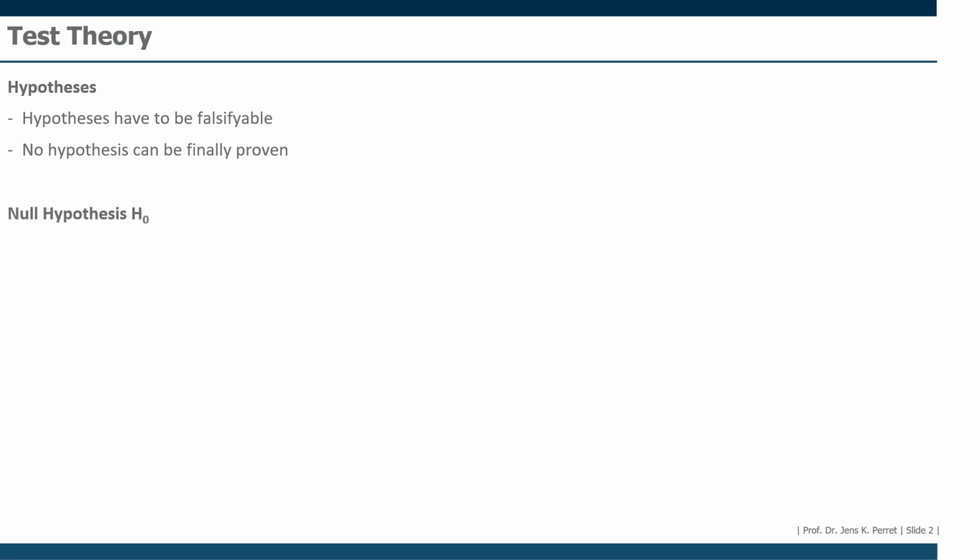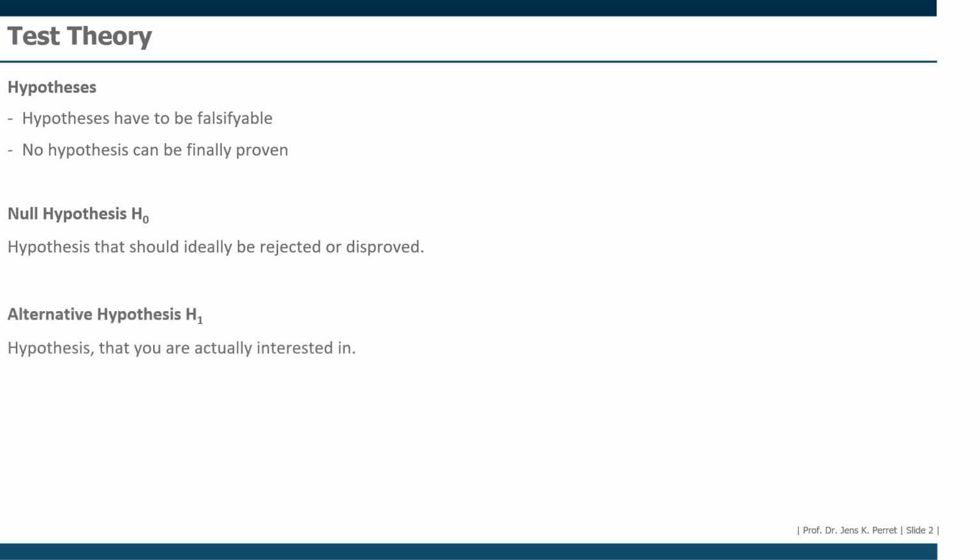And there are two types of hypotheses we work with. We first have the null hypothesis. That's a hypothesis which we actually test. That's a hypothesis which we try to reject or disprove. And we have the alternative hypothesis. That's the hypothesis we are actually interested in. Here we want to show that this is the best alternative for us.